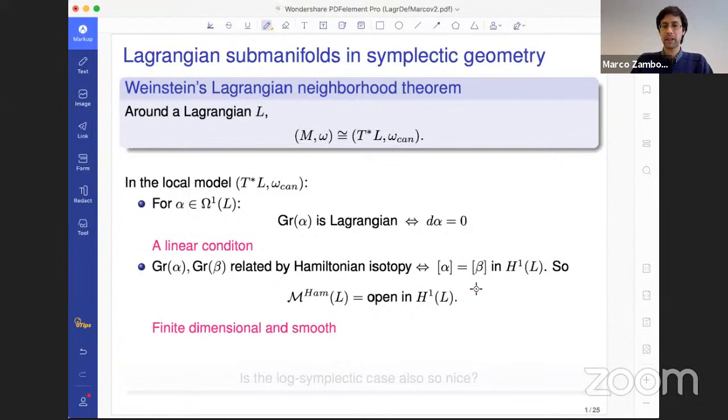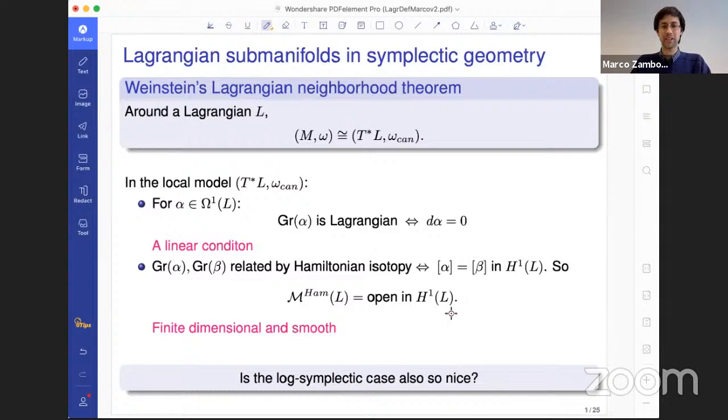So the conclusion is that the moduli space of Lagrangian submanifolds C1 close to L modulo Hamiltonian isotopy is an open subset of the origin in H1 of L, which typically is finite dimensional. And that's very nice because the moduli space is smooth and finite dimensional, say if L is compact. This project arose from the desire to answer the question: what happens in the log-symplectic case? Are things as nice or not?